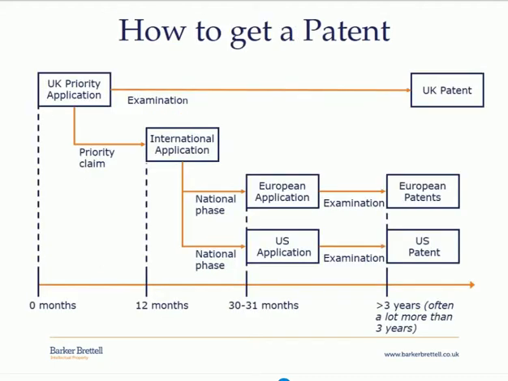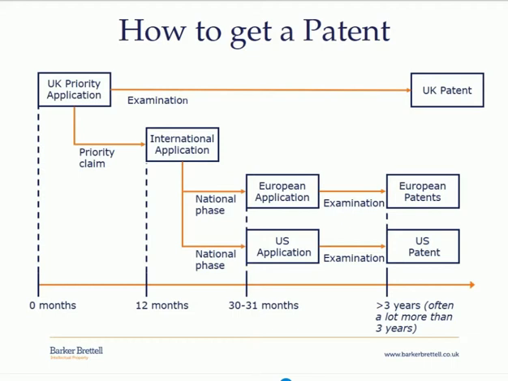So, in general, how to get a patent? We'd file in the UK first, it would be examined, eventually you get a patent. The quickest I've ever seen a patent get granted in the UK was 9 months. It can take several years, often a bit more than 3 years at the moment, 4 or 5 years perhaps, if not a bit more.